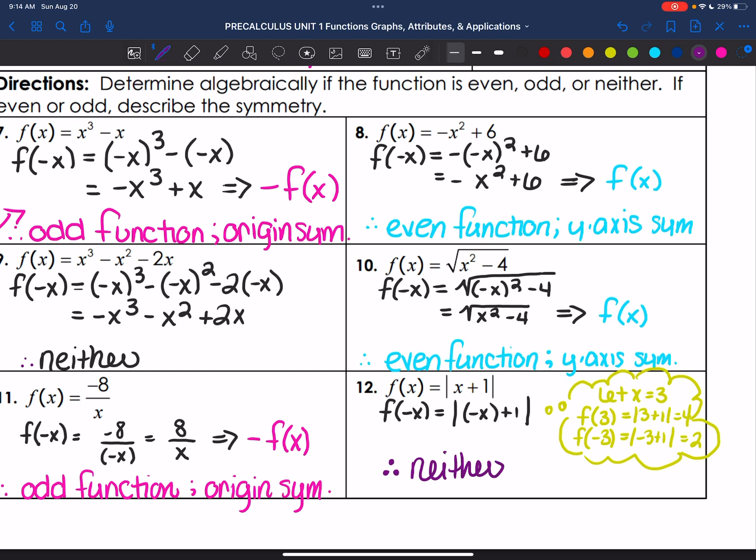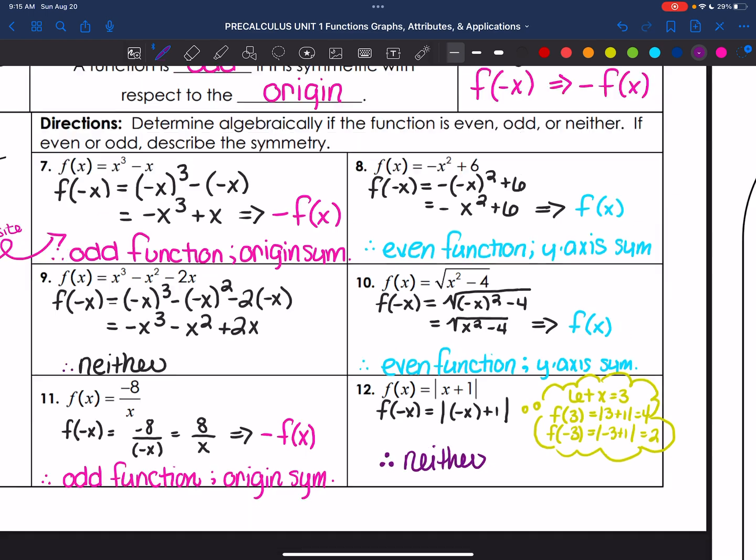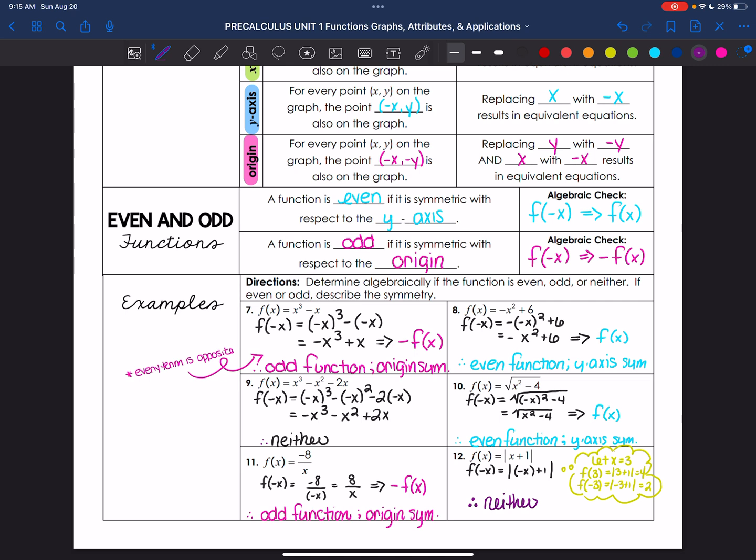So with these absolute value functions, you might want to check with an actual value for x and see at, like I did here, 3 and at negative 3, is it going to work? Really, I guess you could do that for any of these. You could just plug in a value for your x and then find the opposite value and see if it works, but I like to do it in general.